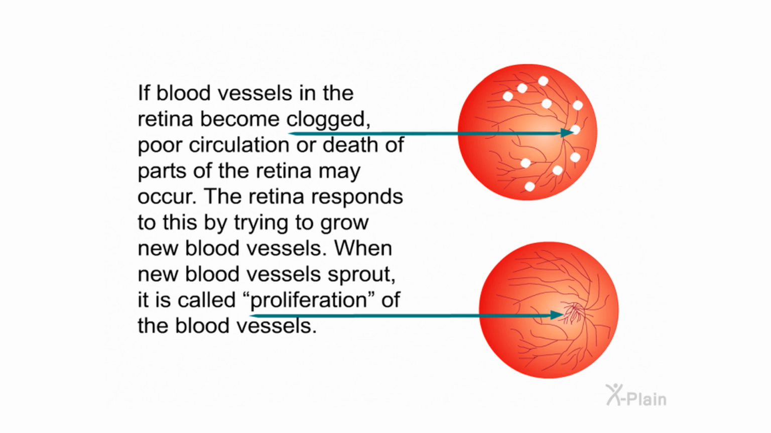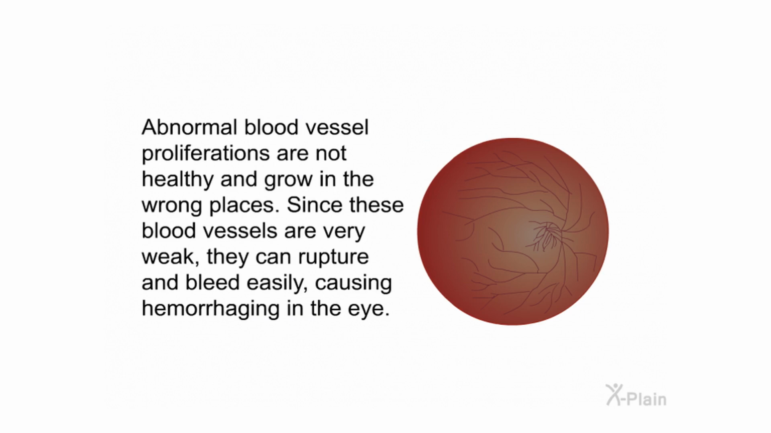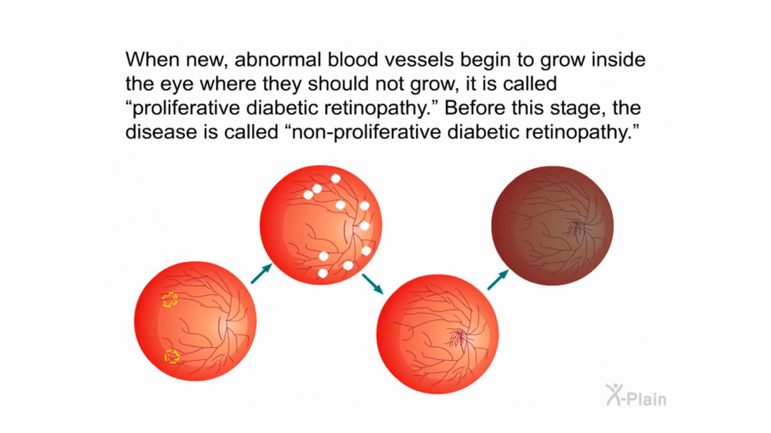If blood vessels in the retina become clogged, poor circulation or death of parts of the retina may occur. The retina responds to this by trying to grow new blood vessels. When new blood vessels sprout, it is called proliferation of the blood vessels. Abnormal blood vessel proliferations are not healthy and grow in the wrong places. Since these blood vessels are very weak, they can rupture and bleed easily, causing hemorrhaging in the eye. When new abnormal blood vessels begin to grow inside the eye where they should not grow, it is called proliferative diabetic retinopathy. Before this stage, the disease is called non-proliferative diabetic retinopathy.